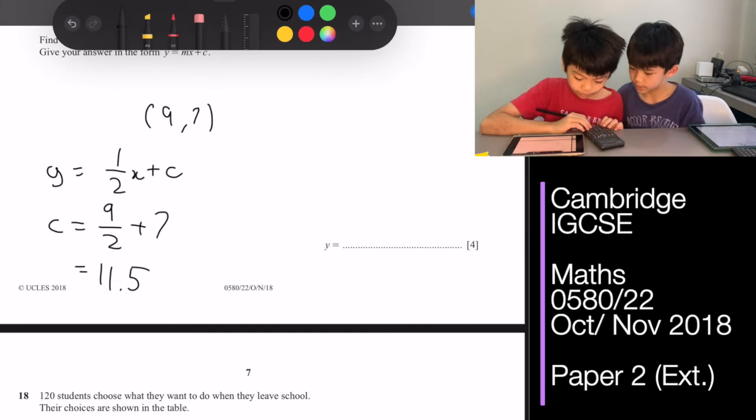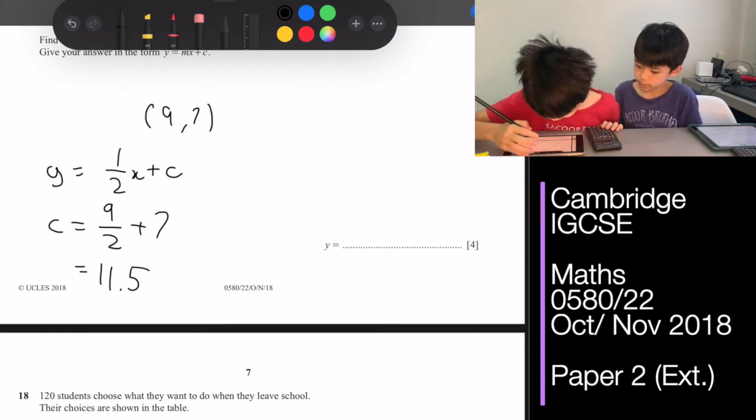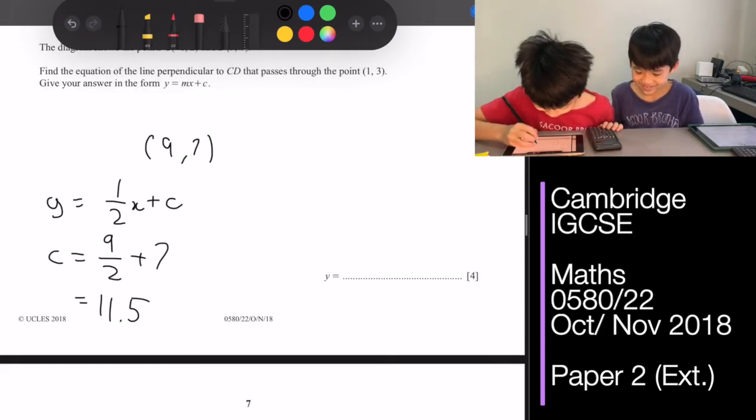You don't need to calculate the c for that part. Never mind, I don't trust my brain. Okay, it's 11.5. I trust you. Good brain. Then next one.